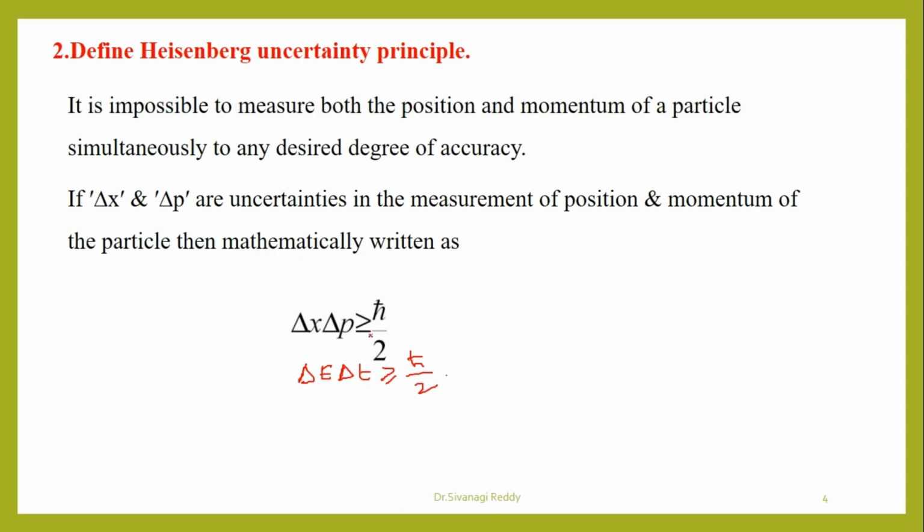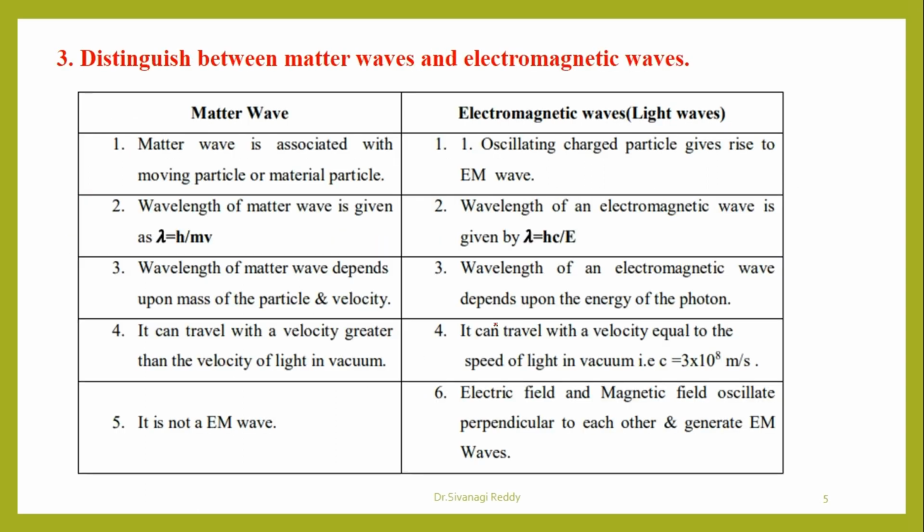So uncertainties will exist as a default. Next one is, what is the difference between matter waves and electromagnetic waves? Matter wave is associated with a moving particle or material particle, whereas electromagnetic waves are nothing but oscillating charged particles that give rise to electromagnetic waves.